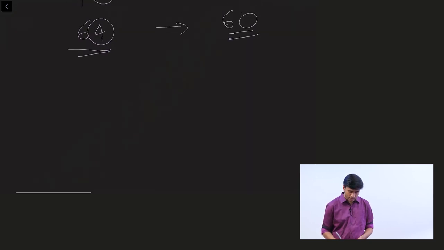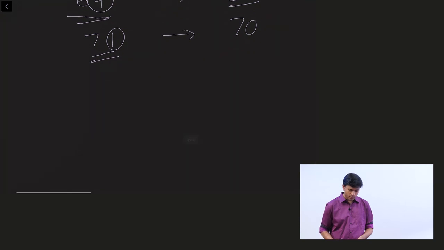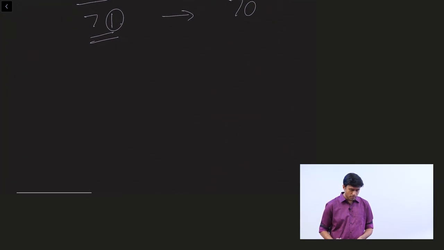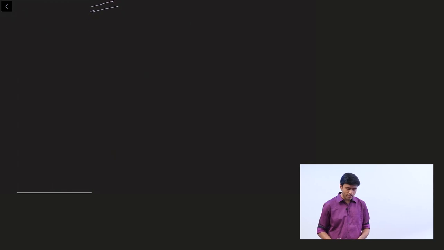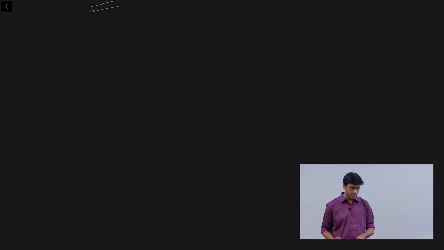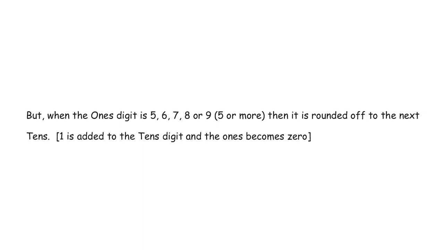Let's take a look at another example. 71 is rounded off to 70. Very good. Because 1 is less than 5. How about if the ones place is greater or equal to 5? When the ones digit is 5, 6, 7, 8 or 9, this is what you have to do. You make the ones 0 and you add 1 to the tens digit. Here's an example.